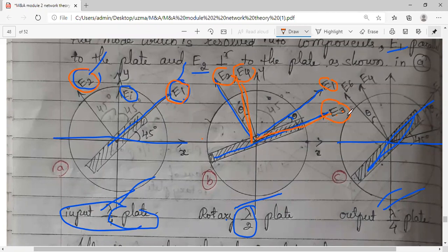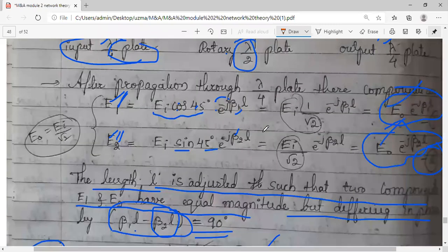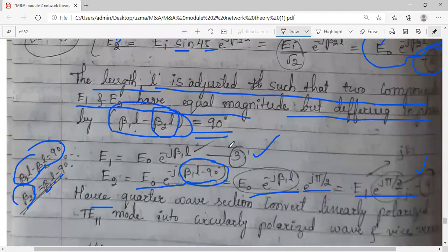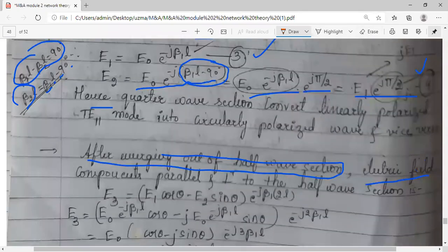So now what do we have to do? We need to find E3 and E4 in terms of E1 and E2. So that mathematical calculation is there. So hope you understood this. Further, when a wave is propagated through that lambda by 2 plate, the center plate, when it propagates through that plate, again the vector resolution occurs. Two more components we get. So what are those two components?